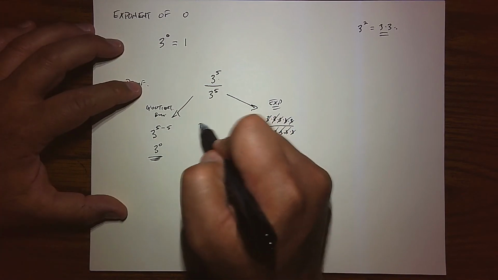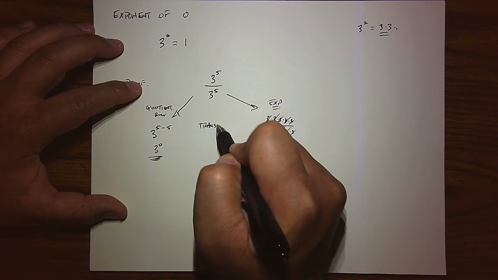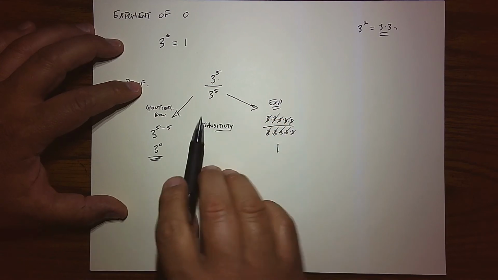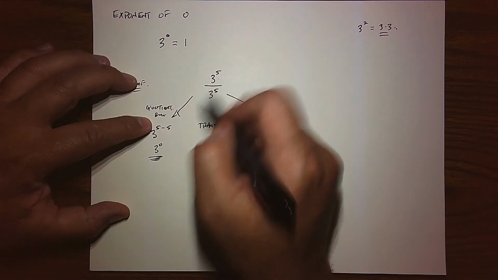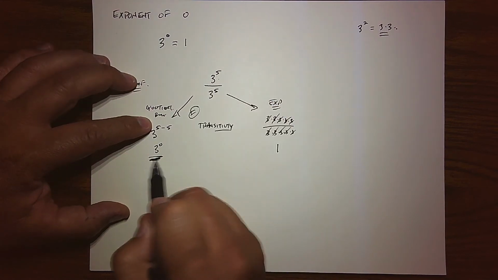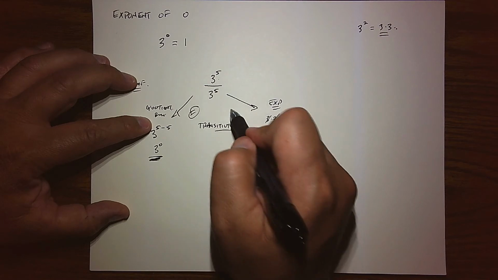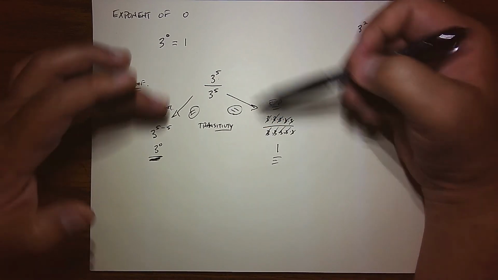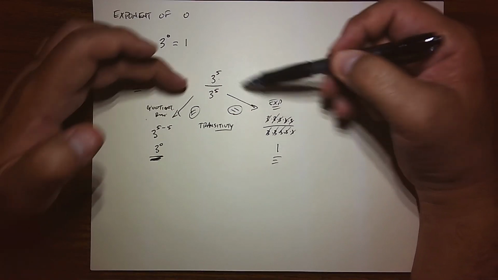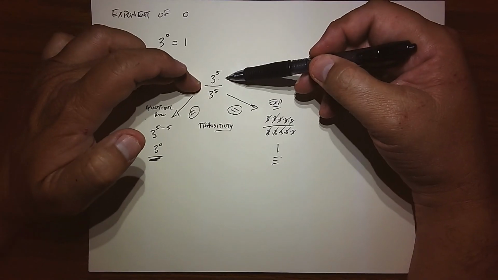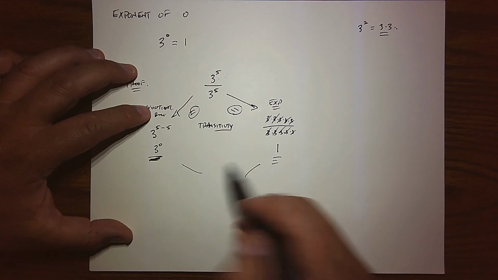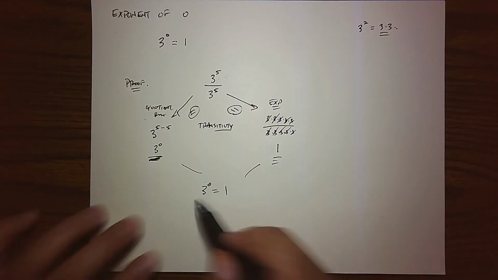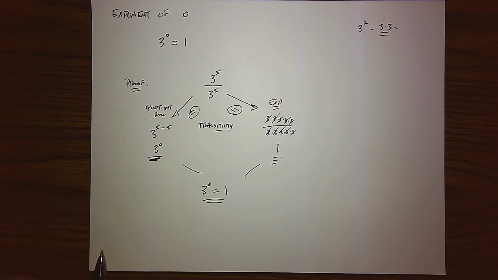So here's where we're at. There's this idea in math called transitivity. I don't even know if I'm spelling it right. Transitivity. But the idea is that this expression is equal to 3 to the 0, and at the same time, that expression is equal to 1. And since 1 and 3 to the 0 came from the same source, it implies that 3 to the 0 is also equal to 1. And so there's basically your proof why 3 to the 0 is 1.